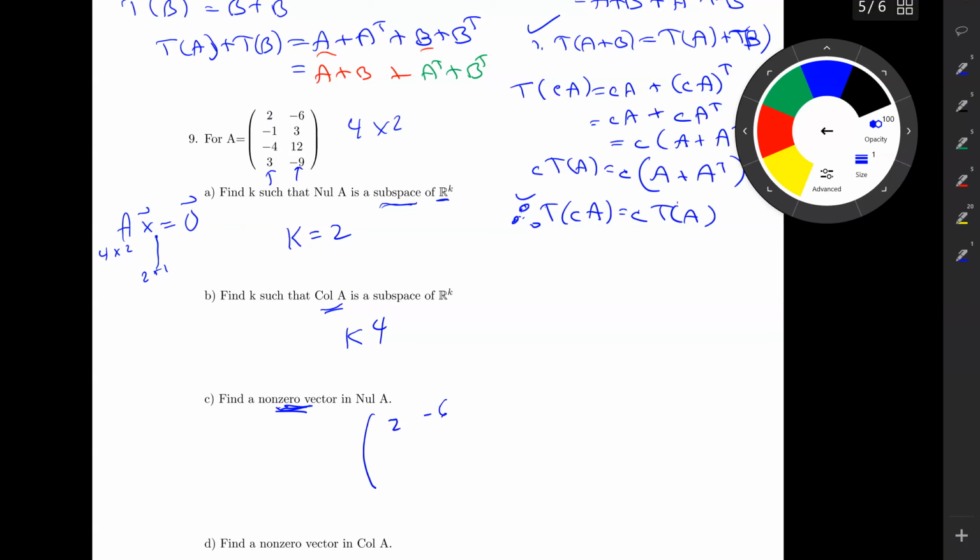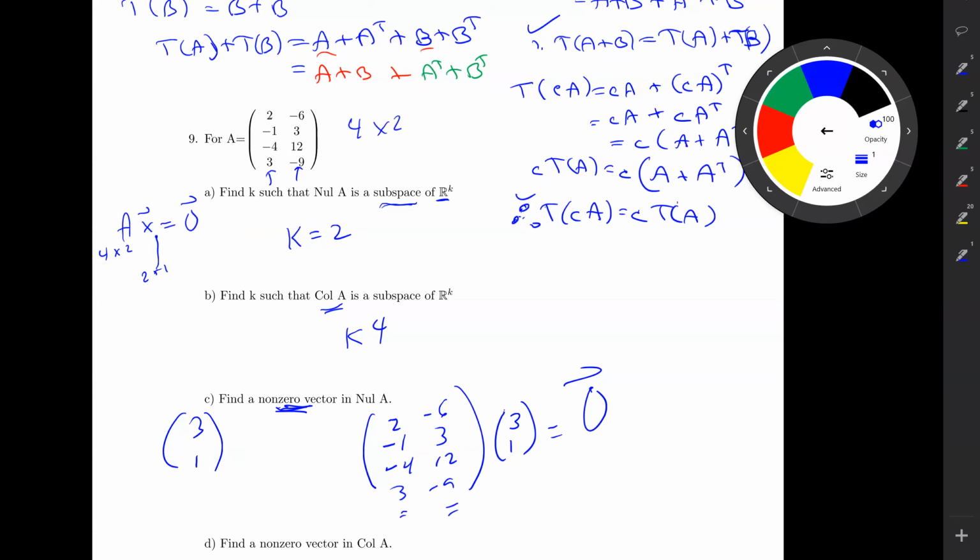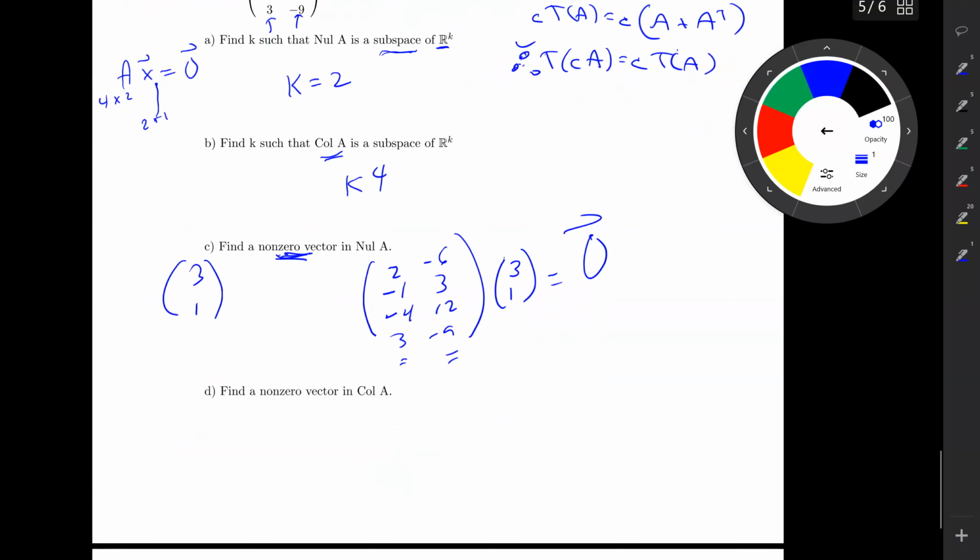So 2, negative 6, negative 1, 3, negative 4, 12, 3, negative 9. If I take 3 times this first column and 1 times that second column, that gets me to the 0 vector. So 3, 1 is an element of null A. And you could go through and solve it too.